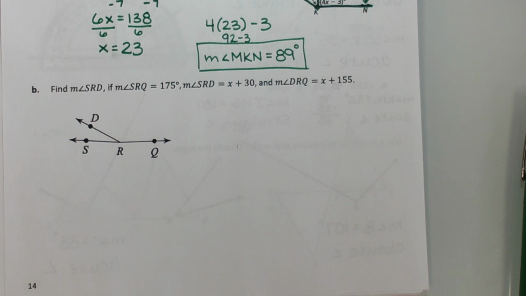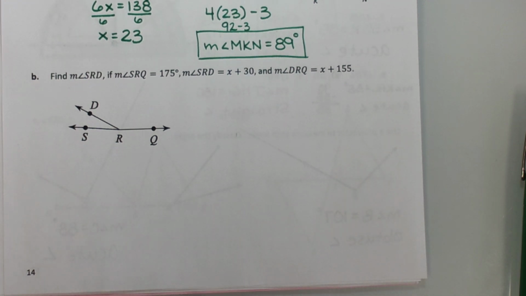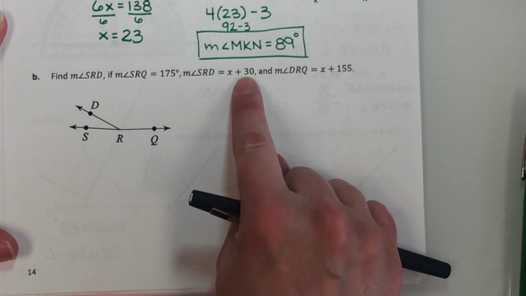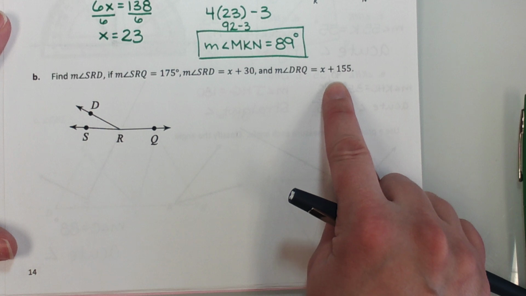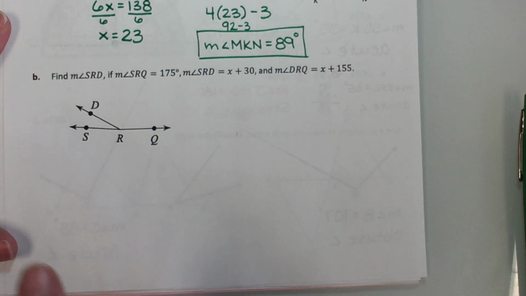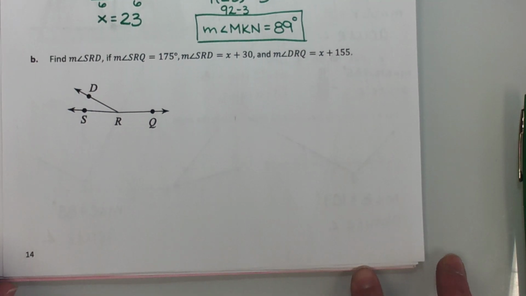Find the measure of angle SRQ, or sorry, SRD, if SRQ is 175, SRD is x plus 30, and DRQ is x plus 155. One of the biggest things that I see people make a mistake on is they assume that the order of these angles, in other words, the 175 followed by the x plus 30 followed by the x plus 155, means something. The order I give them to you in means nothing, so I highly recommend you mark your picture.